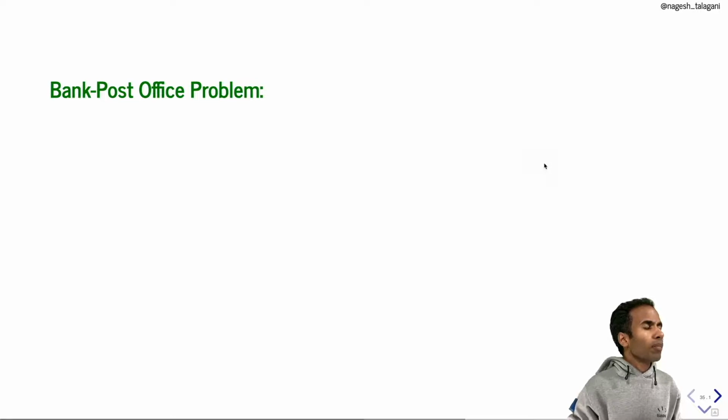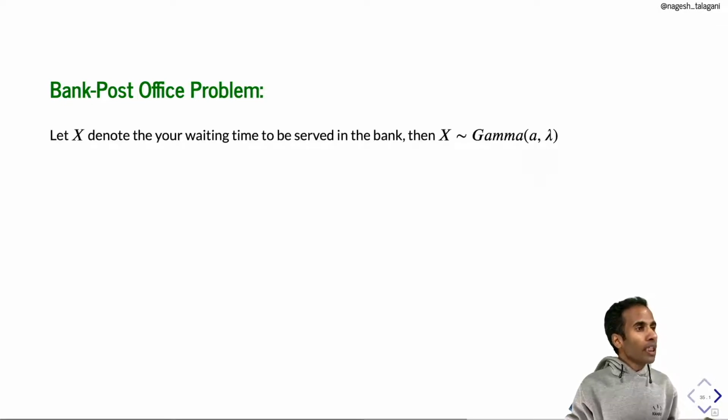Bank post office problem. Say you've got work in a bank as well as in a post office. Now you are in the bank standing in a queue and you are the a-th customer to be served in the bank. That means there are a minus 1 customers ahead of you. Let me assume that the average number of customers served in the bank is lambda. If I let X denote your waiting time to be served in the bank, then X follows the gamma distribution with the parameters a comma lambda, because these customer services happen under a Poisson process with rate parameter as the average number of customers served in the bank per unit time.